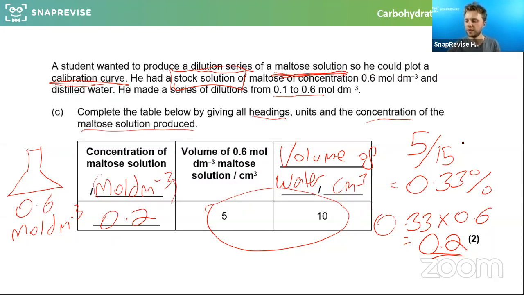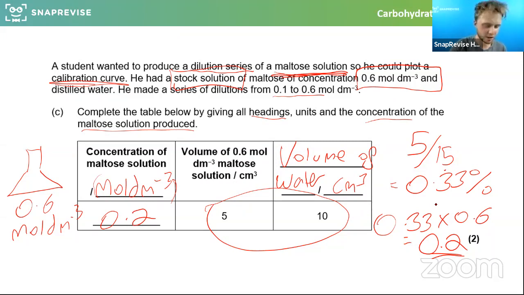That's because 5/15ths is 0.33. I guess that should be recurring before anyone tells me off. 0.33 recurring. If you multiply that by your original, here was my original somewhere up here, you end up with 0.2. Excellent. Hopefully that's not too complicated.